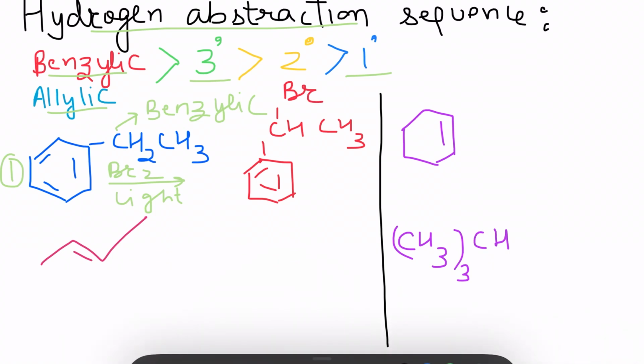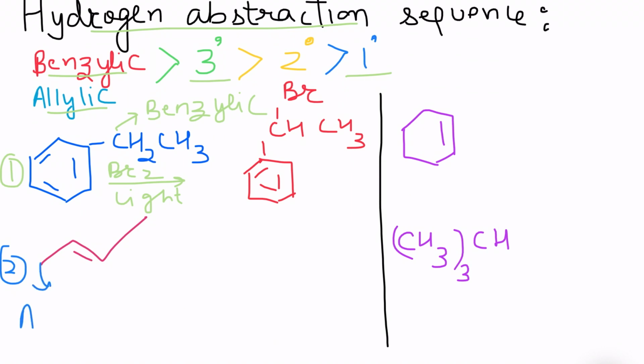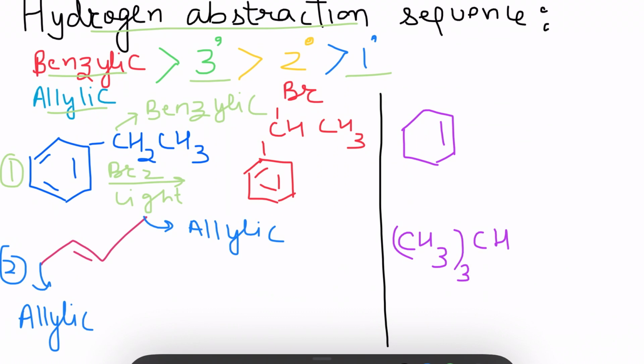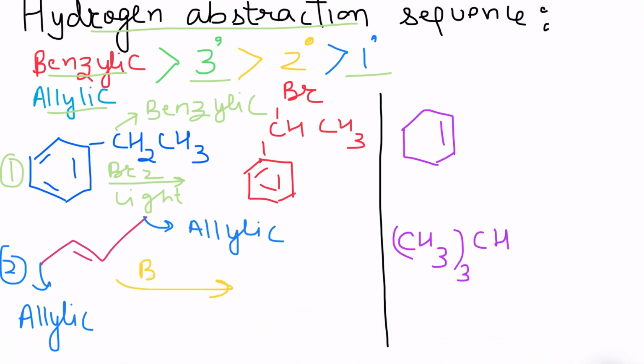Let's take another example. These are allylic carbons. These two are allylic carbons. And the hydrogens belonging to these allylic carbons are allylic hydrogens. So this compound on photochemical halogenation abstracts this allylic hydrogen.